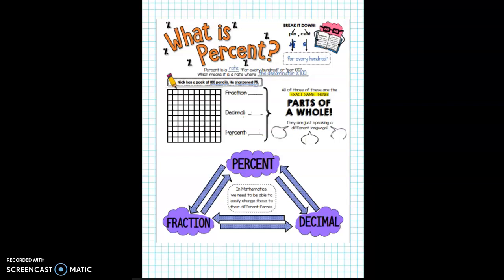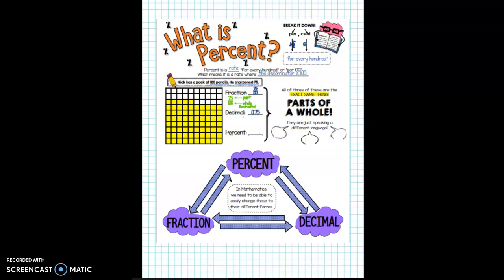Nick has a pack of 100 pencils. He sharpened 75. This means that he sharpened 75 out of 100 pencils. We would color in 75 out of 100. The fraction is then written as 75 over 100. 75 is your part, 100 is the whole.